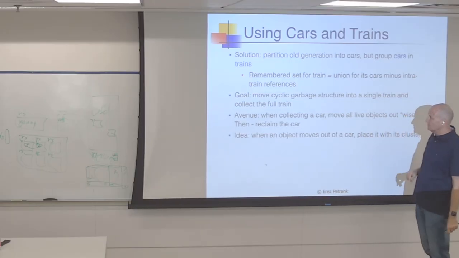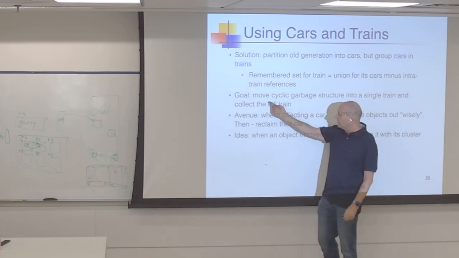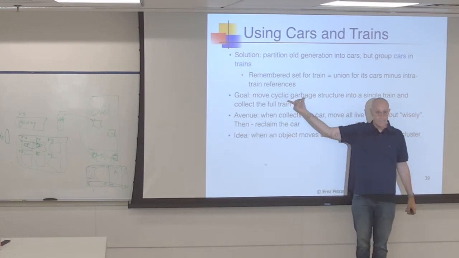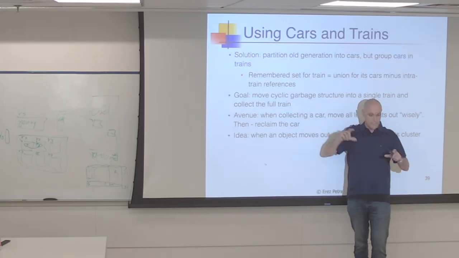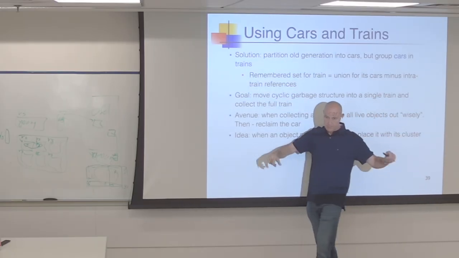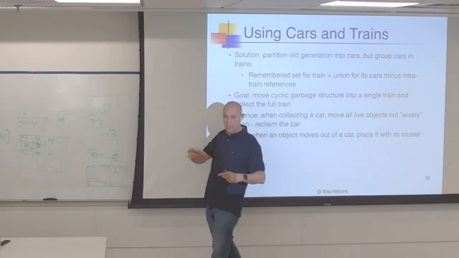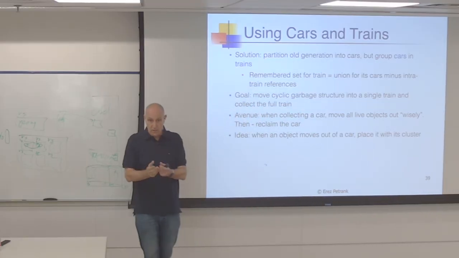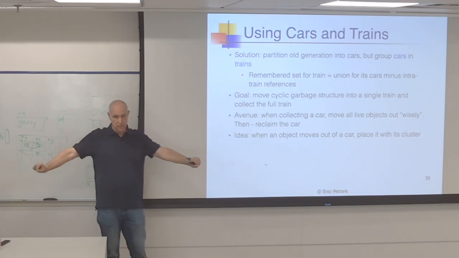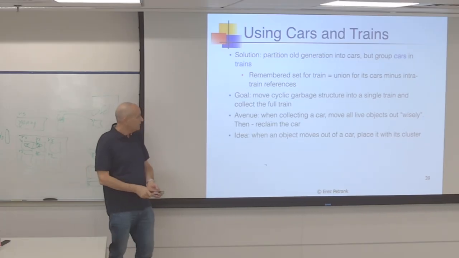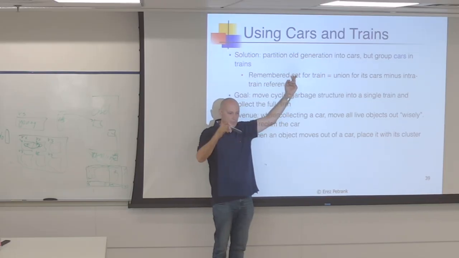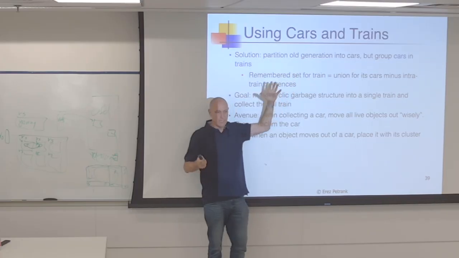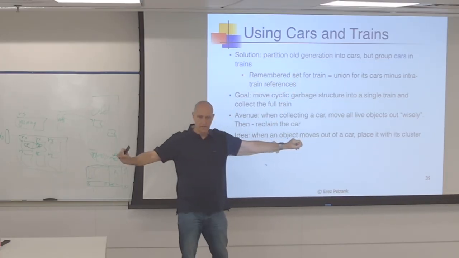So this is a remembered set of the train, and our goal will be to move such cyclic structures, these strongly connected components, into a single train, maybe between different cars, but eventually all of the strongly connected component will be in a single train. Then we'll see that there's nothing coming into the train, only this cycle, and we will be able to reclaim the entire train.